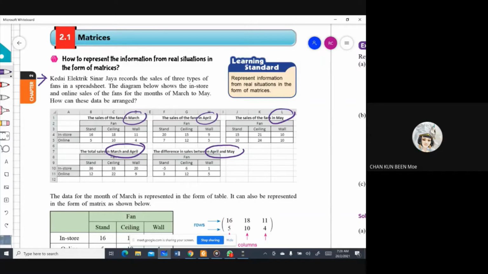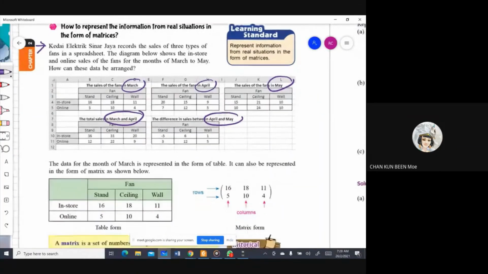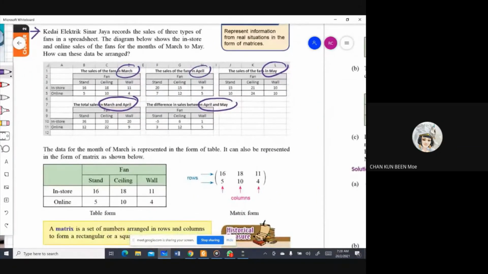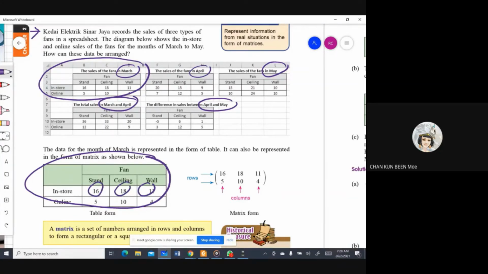So we arrange this data by using matrix. Okay, so we look at the first one here, they enlarge it, becomes this, whereby in-store the number of stand fan is 16, ceiling is 18, wall is 11, and for online store, they have the number of fan is 5, 10, and 4. So we just replace all of it in the form of matrices. As you can see here, 16, 18, 11, and then 5, 10, 4 here.